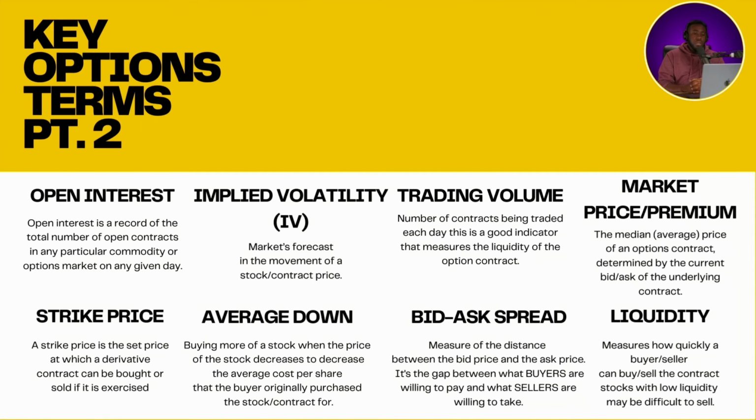The next thing is the bid and ask spread, which is the measure of the distance between the bid and ask price. Okay, so it's the gap between what the buyers are willing to pay and what the sellers are willing to take. Okay, so just think of it as tug of war. If one family's on one side and the other family's on this side, the distance between the two is what we would call the bid and ask spread.